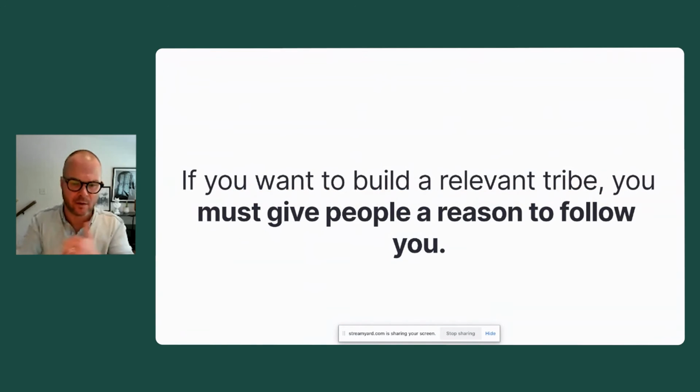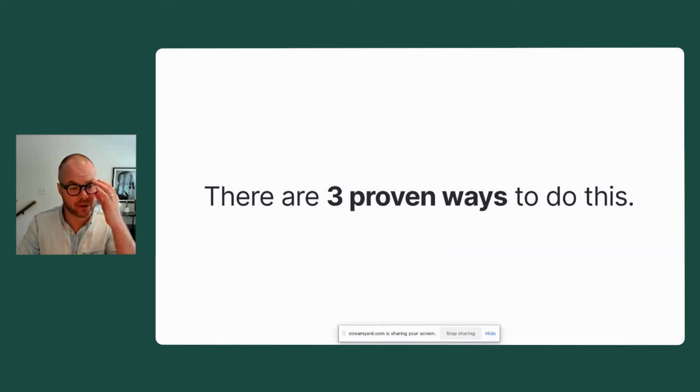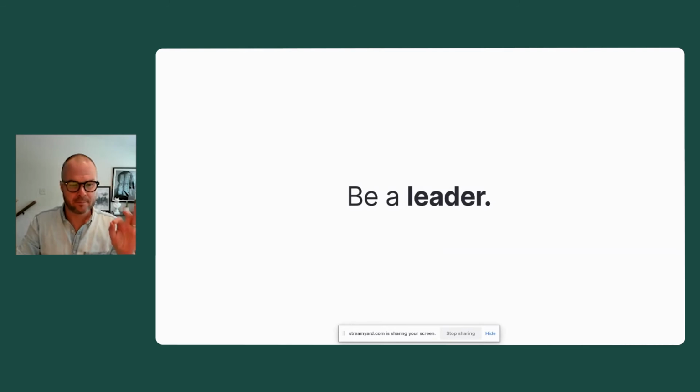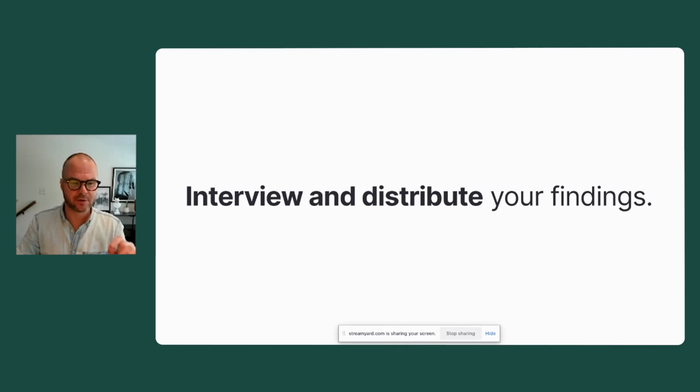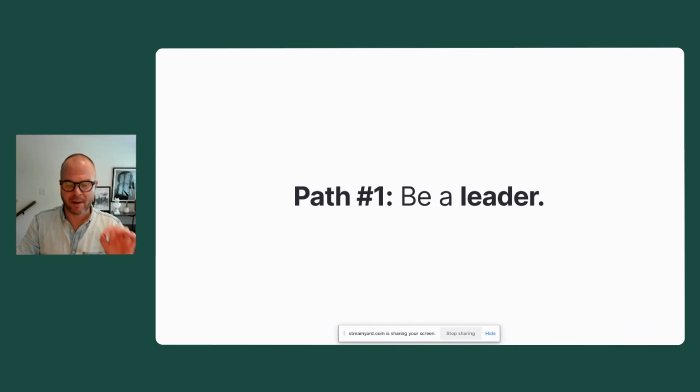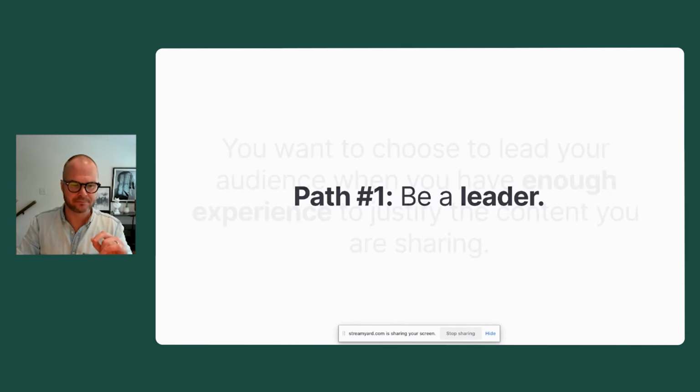All right. If you want to build a tribe, you got to give people a reason to follow you. Just writing random content will not cause people to follow you. So there are 3 proven ways to do this. You can write these down or you can watch them in the replay. Number 1 is be a leader, okay? Number 2 is discover and curate on their behalf. I'm going to show you what I mean on each of these things. And number 3 is interview and distribute your findings, okay? So let's start with path 1, called being a leader.